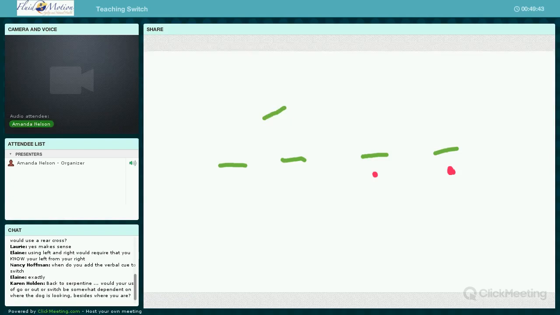Back to serpentine. Would your use of go or out or switch be somewhat dependent on where the dog is looking besides where you are? Yes, ma'am. Yes, and that's where it gets hard.